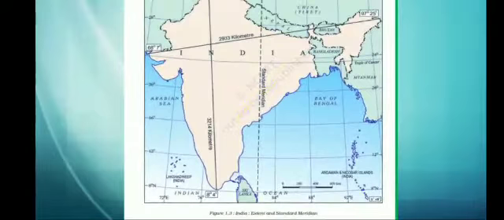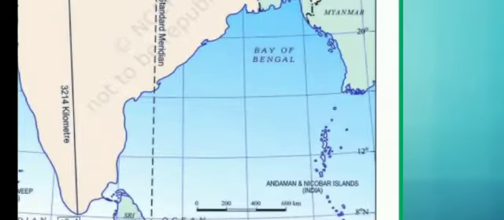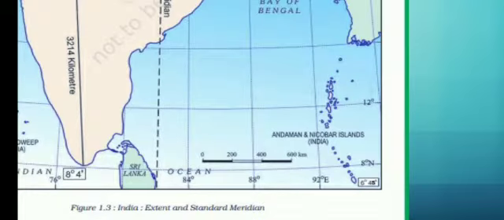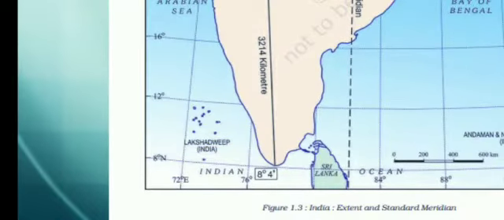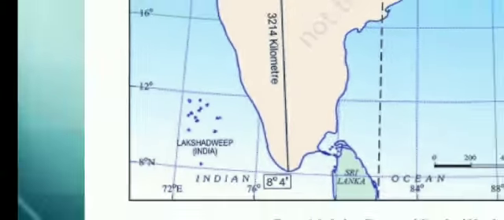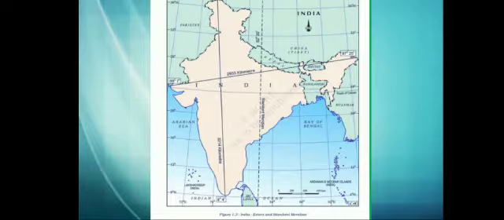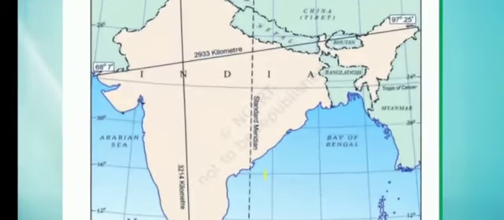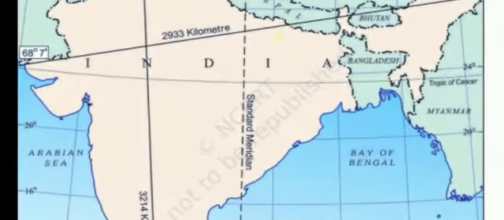You can see the two islands of India. That one is in the Bay of Bengal, Andaman and Nicobar Islands, I have just told you, and this is Lakshadweep Island in the Arabian Sea. You can see this line which is passing through the mid of India, that is Tropic of Cancer, which divides India into two equal parts.